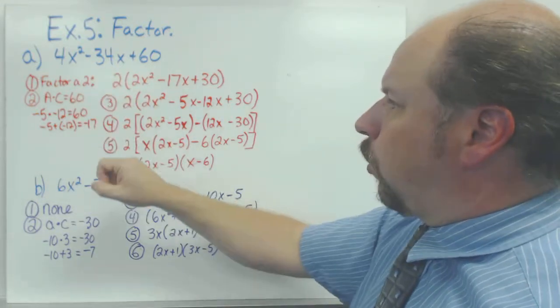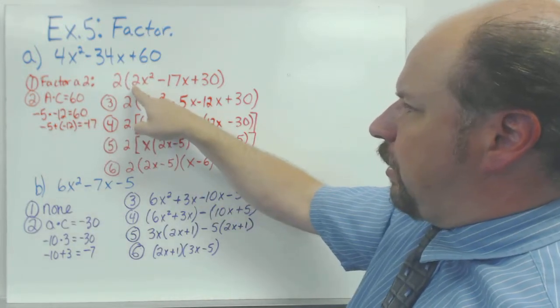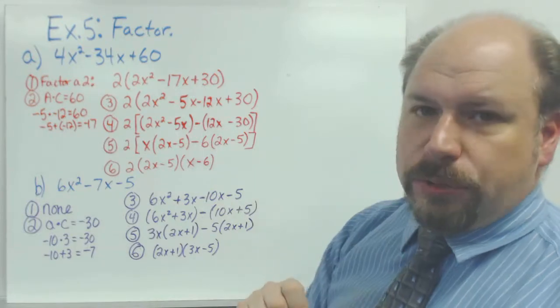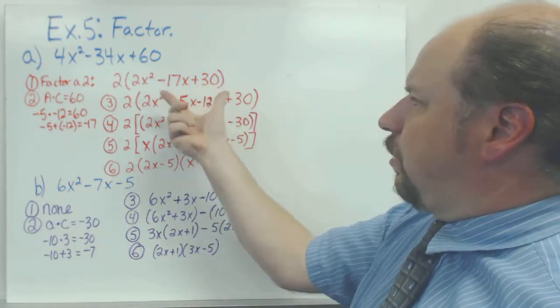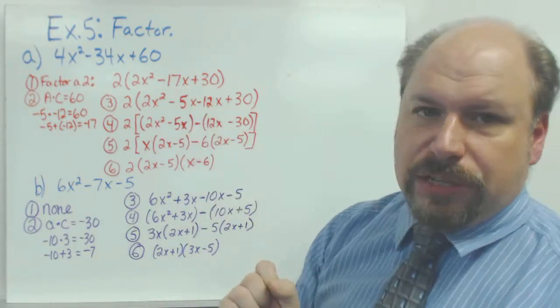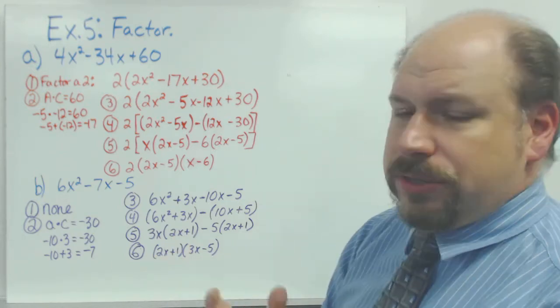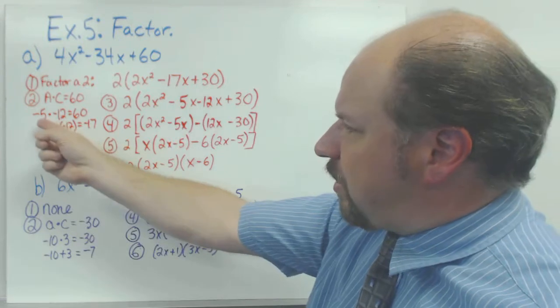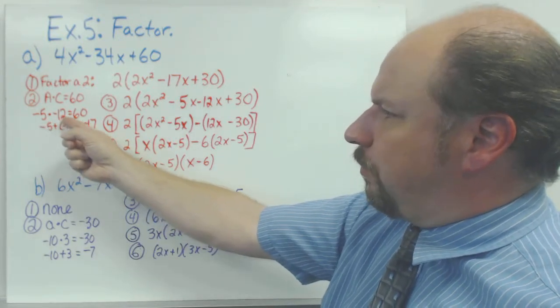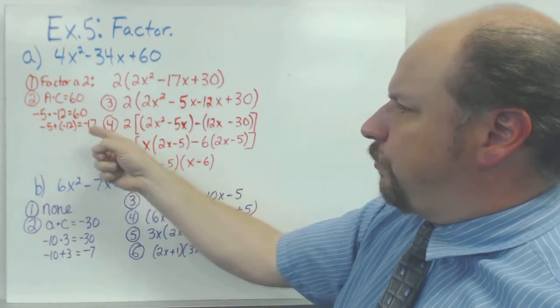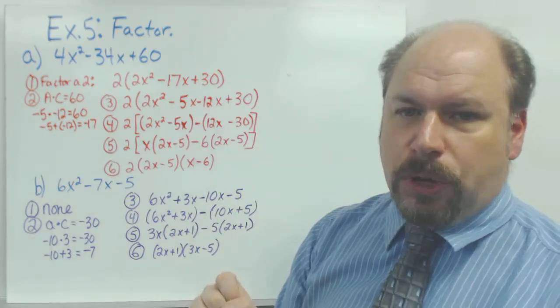We're not going to touch it anymore. So our a times c is 2 times 30, which is 60. So we need two factors of 60 that add up to negative 17. Factors of 60, that's a bigger number, might take you a few seconds to figure it out. But it does happen to be negative 5 times negative 12 is positive 60. Negative 5 plus a negative 12 is the negative 17 that we want.